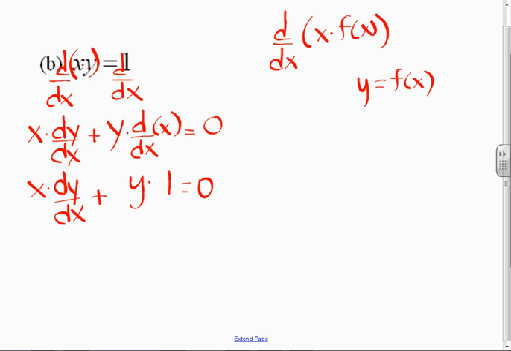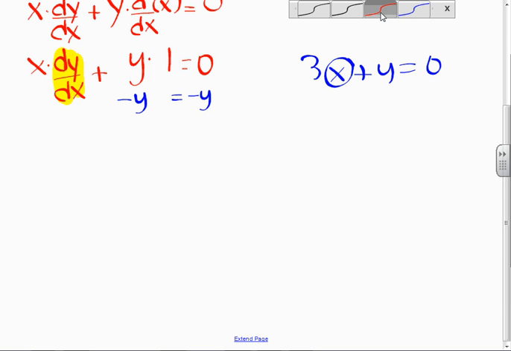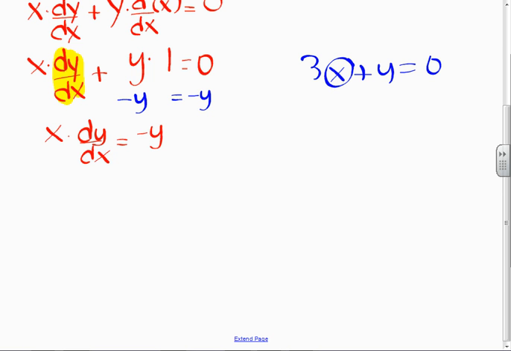I want to solve for this. What do you have to do to both sides? If I had 3x plus y is equal to 0, I want to solve for x, you would do what? Minus y. So guess what? I'm going to do the same thing. This is algebra now. So I'm going to get, and you should be doing this ahead of me, x times dy dx, that's a derivative, is equal to minus y. And now what do I do to get dy dx by itself? Divide by x.